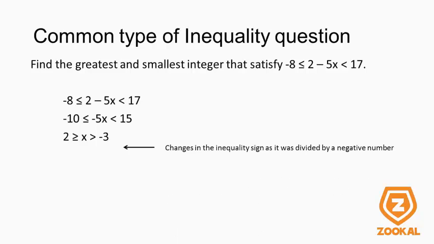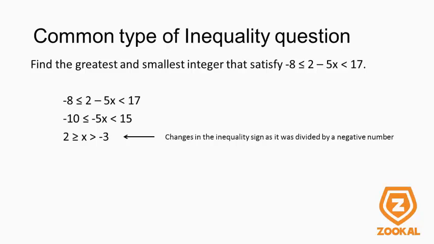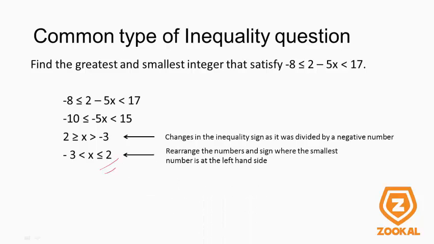Looking at it now, the negative number is on the right hand side, and the positive number is on the left hand side. So remember, we have to rearrange the numbers. This is the correct convention.